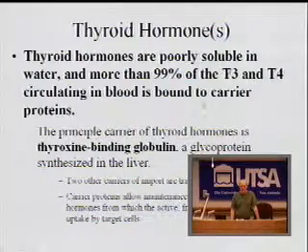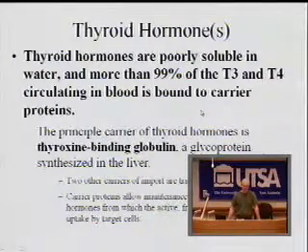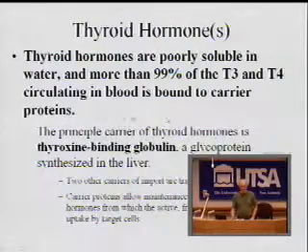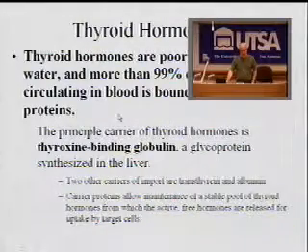So classically, when the thyroid hormones are measured in the plasma, the free versus bound ratios are calculated.